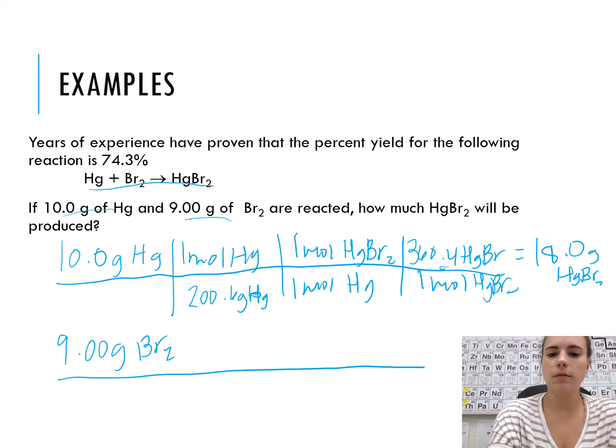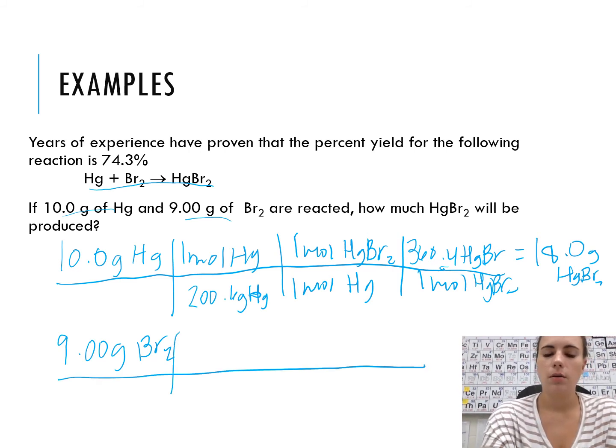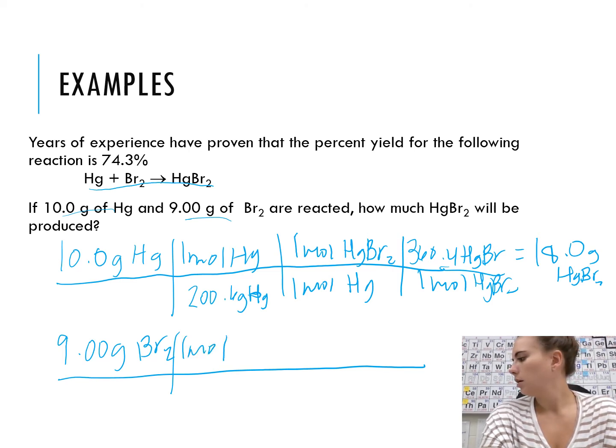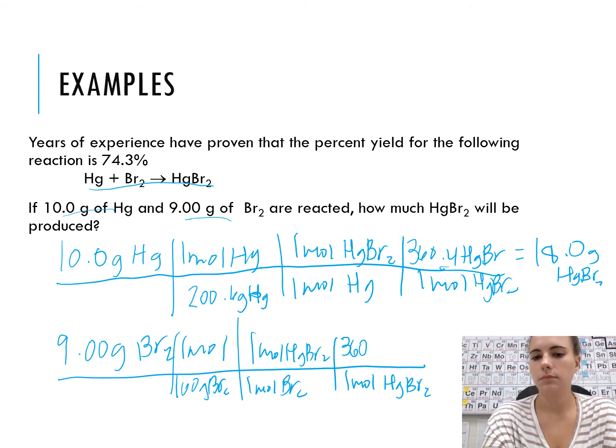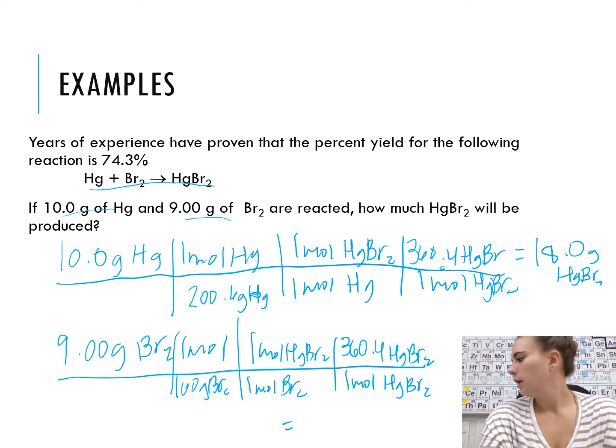All right. Now I've got to do the same thing with my bromine. So 1 mole of bromine is 160 grams. My coefficients are 1 to 1. And that's going to give me 20.25.